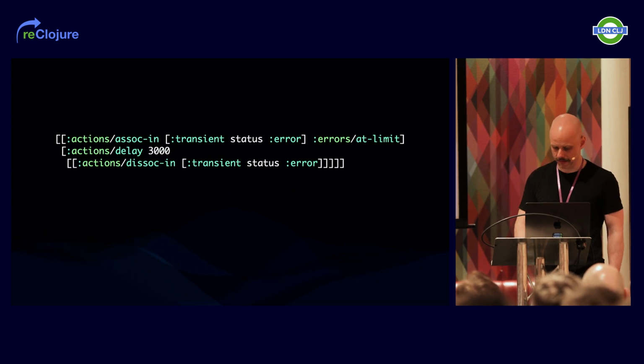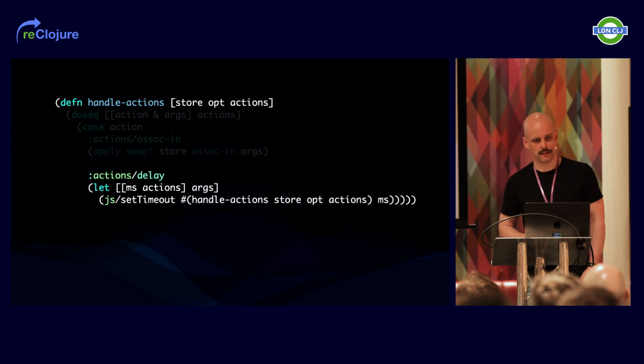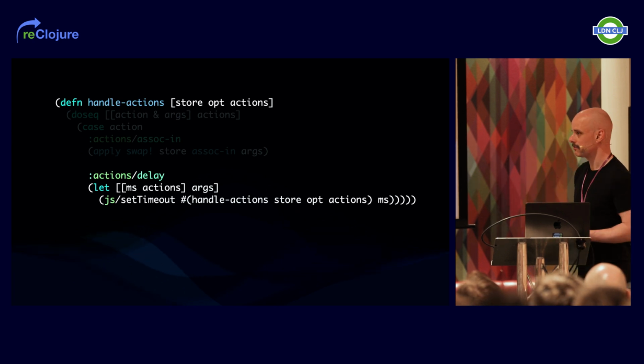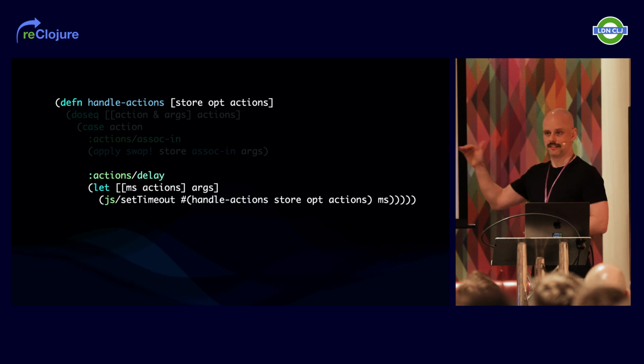And how do you implement delay? Just call setTimeout and call handle actions again. And this means that this compose is really nice as well, right? You could nest this indefinitely and make small animations that trigger every 100 milliseconds or whatever.